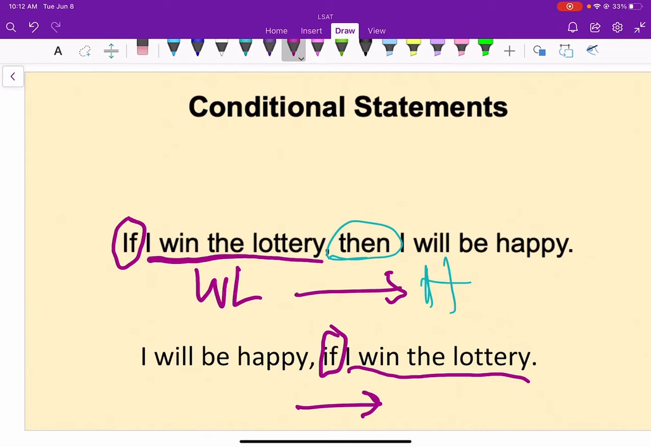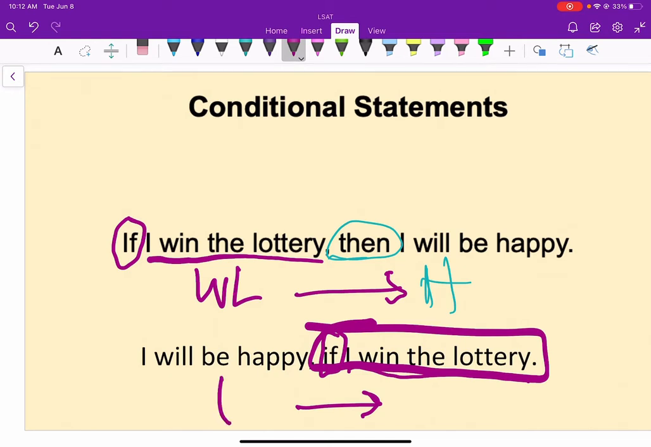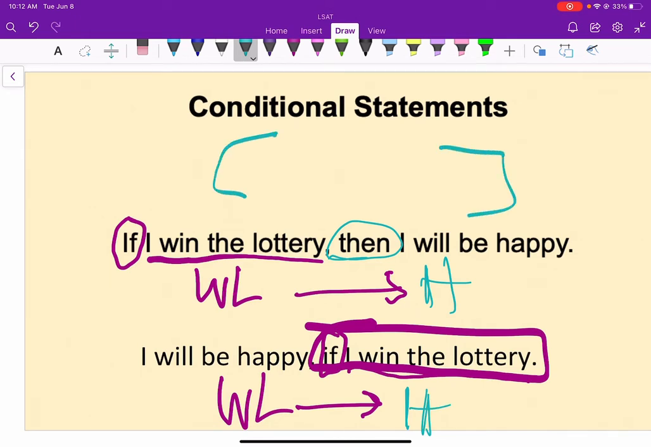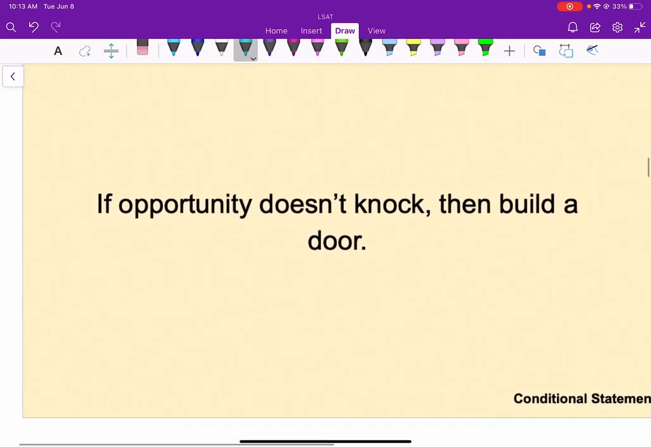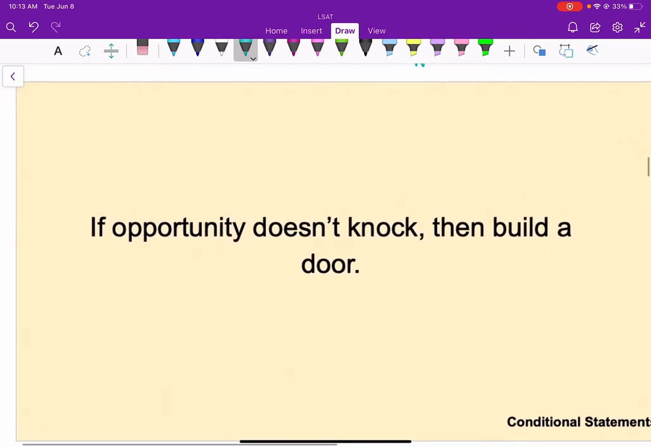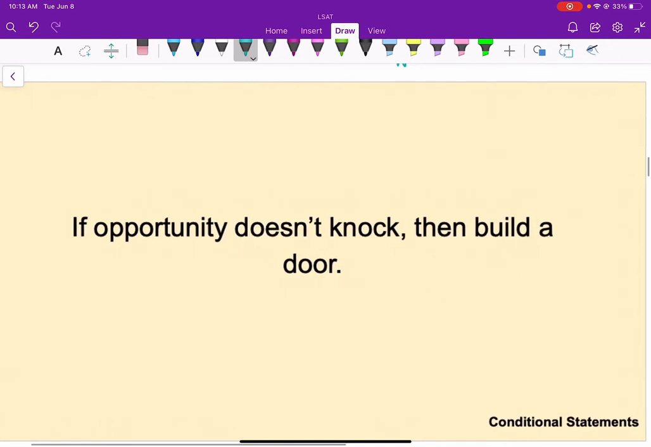So once again, what directly follows if is still our sufficient condition. We're saying the exact same thing here. So if I win the lottery, then I will be happy. So it doesn't necessarily matter the order that the sentence is in. We really have to pay attention to those trigger words. All right, so go ahead and try diagramming this one on your own.